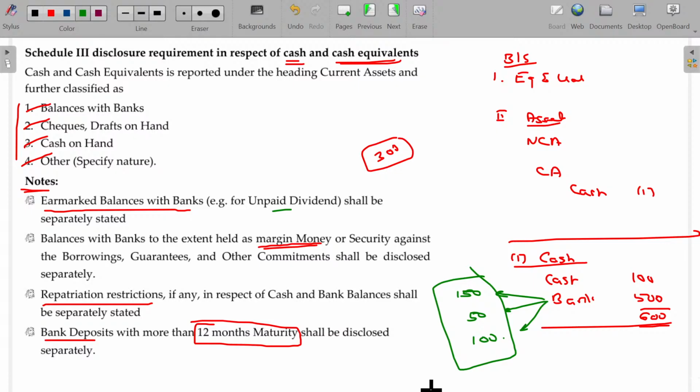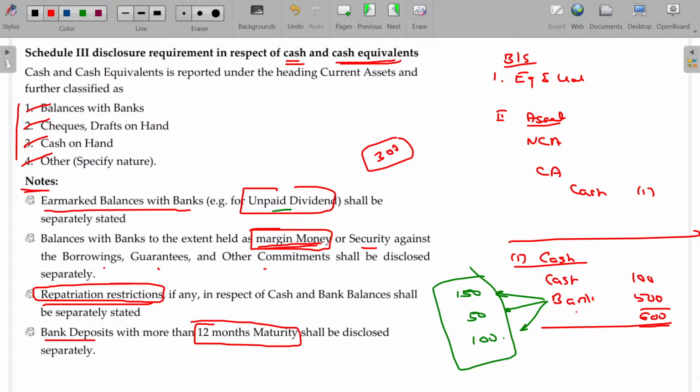So you have to give this detail. While presenting your financial statement, cash and cash equivalents 600, apart from that, you have to give notes to accounts related to all these issues also. Earmarked balances with bank for unpaid dividend, etc. And if you are having this balance for any margin money or security against any borrowings, guarantee, other commitments, it should also be disclosed separately. If the amount is recoverable from a foreign country where repatriation is restricted, then to that extent you cannot use it immediately.